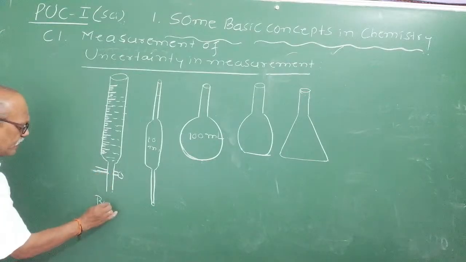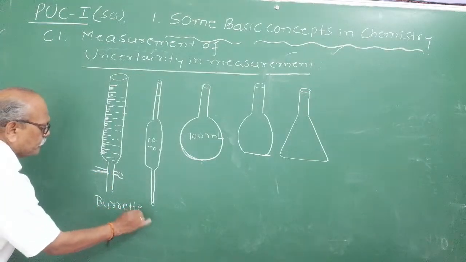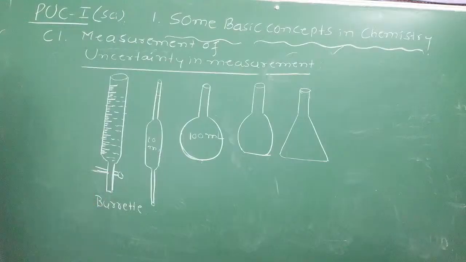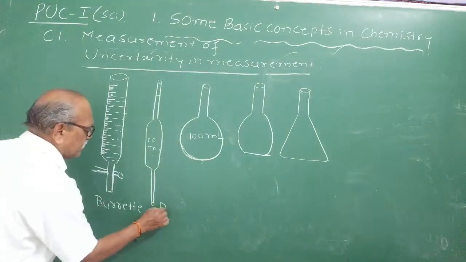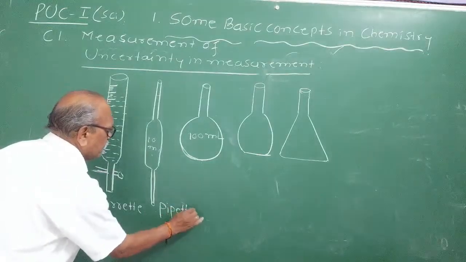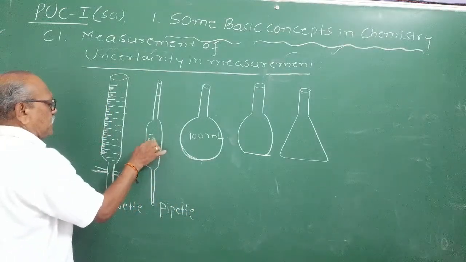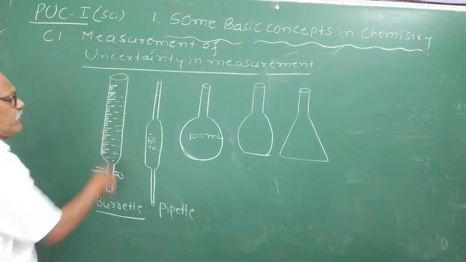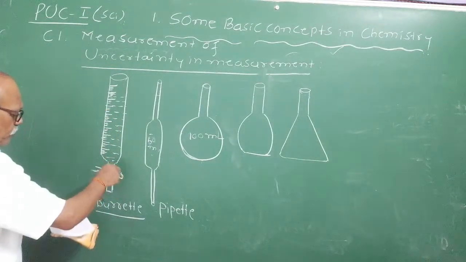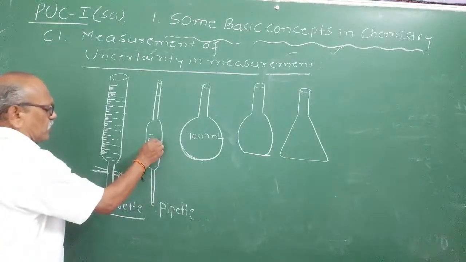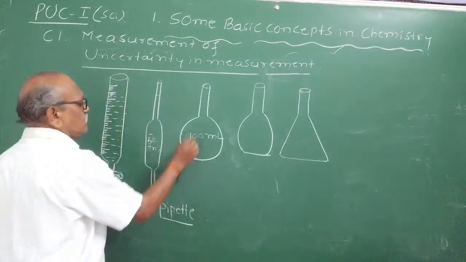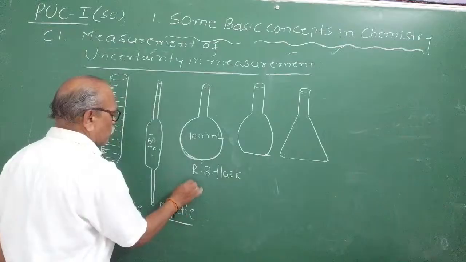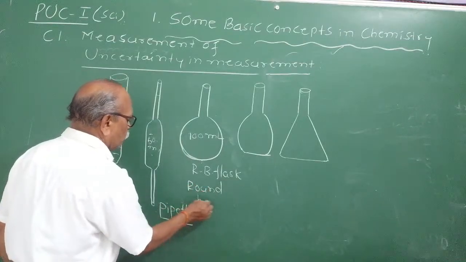This is called as burette. And it is used for the analysis. Pipette, and suppose that 5 ml, 10 ml pipettes are available. In the burette, the volume of the liquid is measured. There is a knob here. If you open it, it will flow. This is called as RB flask. What is RB flask? A round bottomed flask.